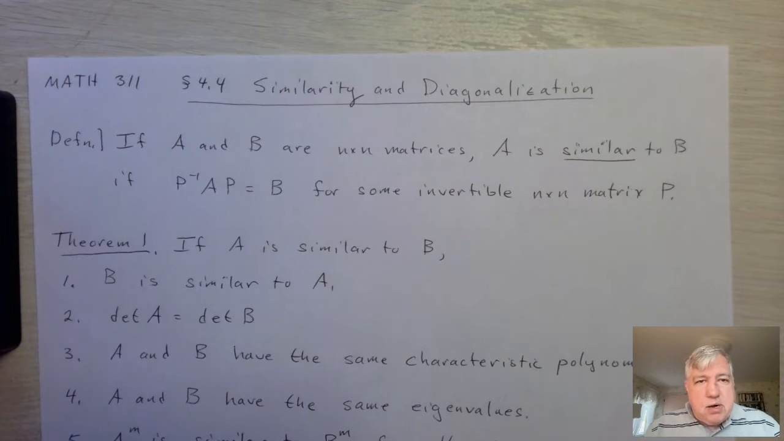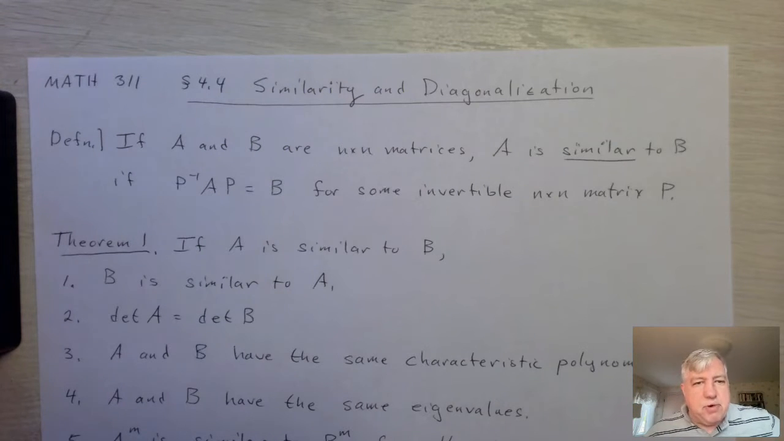This video is part 2 of a lecture from section 4.4 from Math 311, a course in linear algebra at Western Illinois University. In the first part, we did some examples and showed that we could use the eigenvalues and eigenvectors of certain matrices to put them in a certain form, giving them a relation to a diagonal matrix, which made computations a little easier.